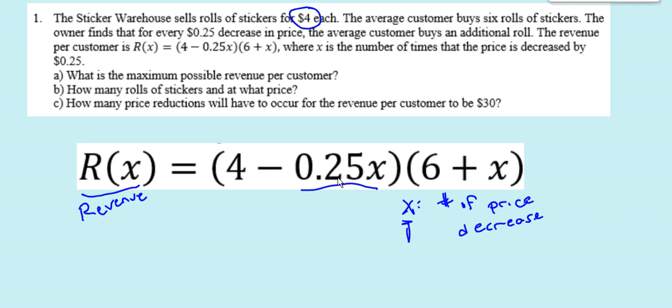Now we know that when we decrease the price, we're more likely to sell sticker rolls. Right now, we sell 6 sticker rolls, but when we decrease the price, we increase the number that we sold. And so this formula represents the relationship between X, the number of price decreases, and the overall revenue.